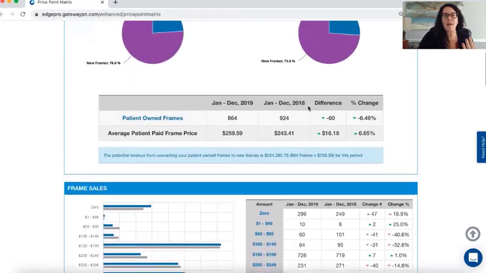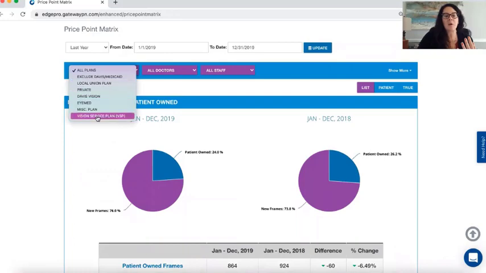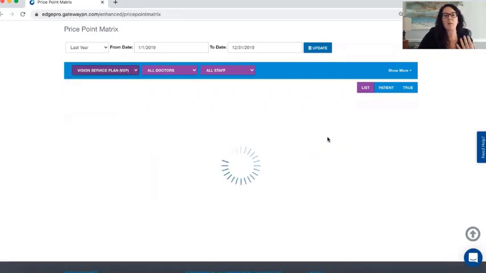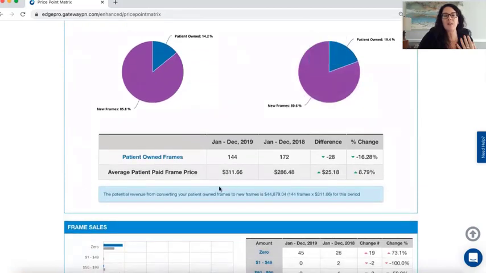So that's one thing that I love here. The other thing that I love is that, if I come in here and I want to isolate and see exactly what's happening with VSP, I can do so. And we can see that during this time period, VSP did great. That average increased by $25.